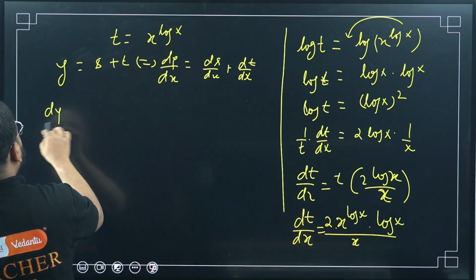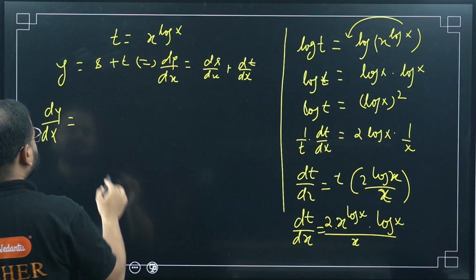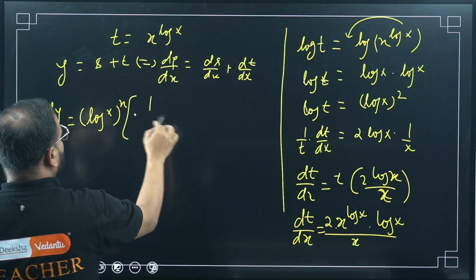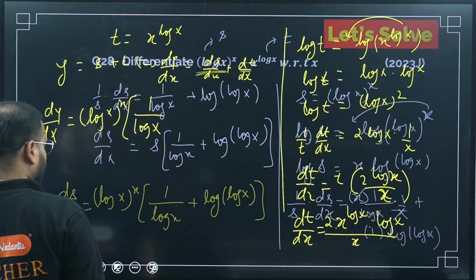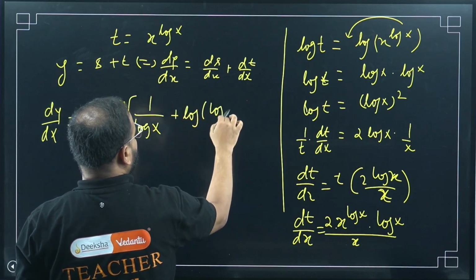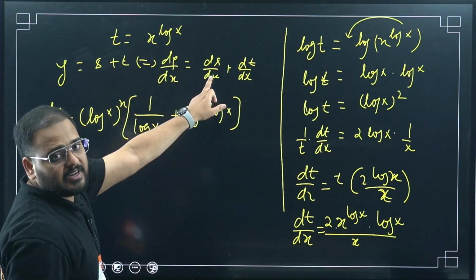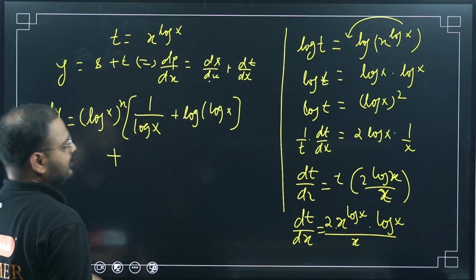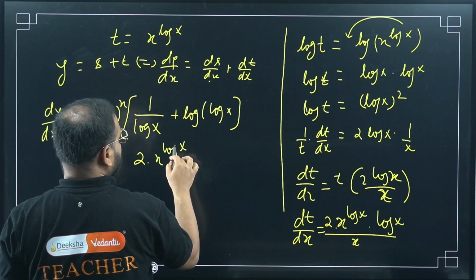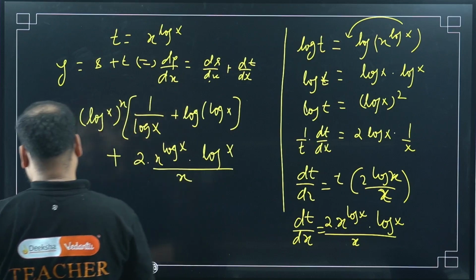My final answer will be dy by dx equals to, please check here, first one, log of x to the power x, log of x to the power x, the bracket 1 upon log x, log of log x plus log of log x. What is this, tell me, what is this? This is my first part, ds by dx, okay. Now plus sign, this part dt by dx, what is that, 2 times of x log x times of log x upon x. My final answer.